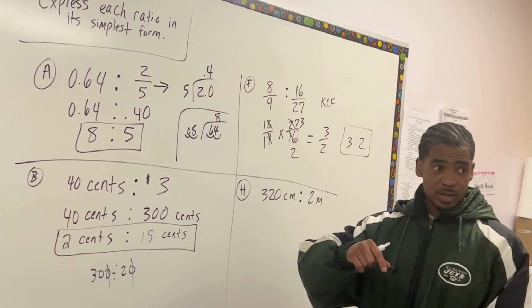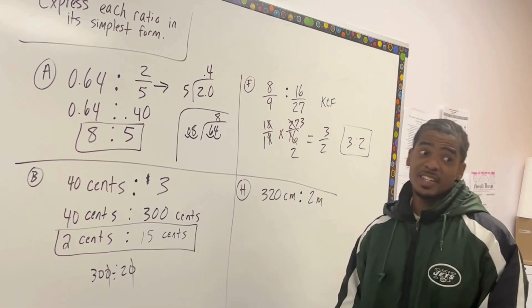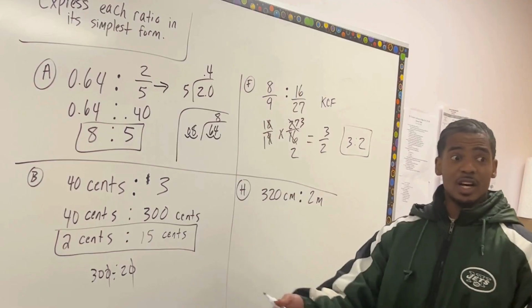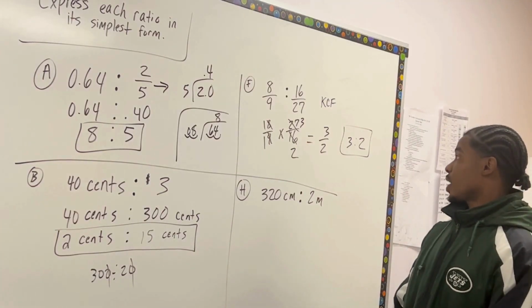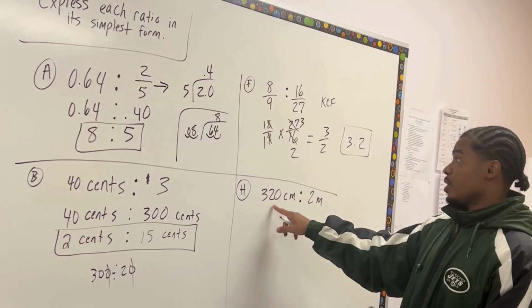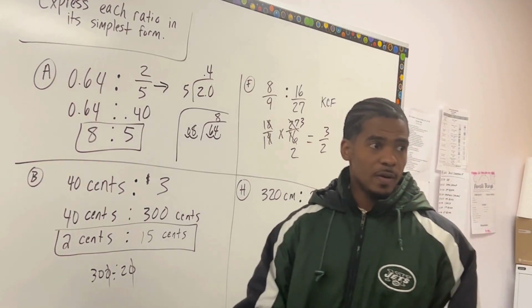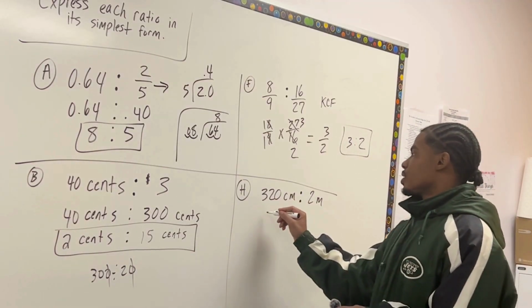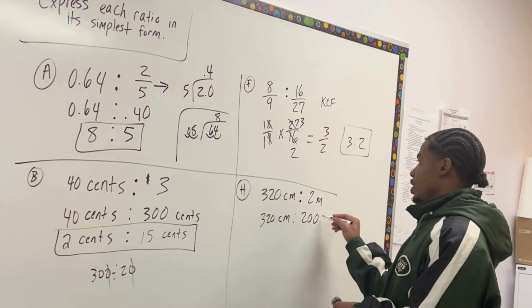So centimeters. Think of a century. How long is a century? 10 years? That's a decade. 100 years. It's 100. So centi means 100. So there are 100 centimeters in a meter. Let's change meters to centimeters, because if I change this one to meters, it would be a decimal. So 2 meters is how many centimeters? 200. There you go. So 320 centimeters to 200 centimeters.